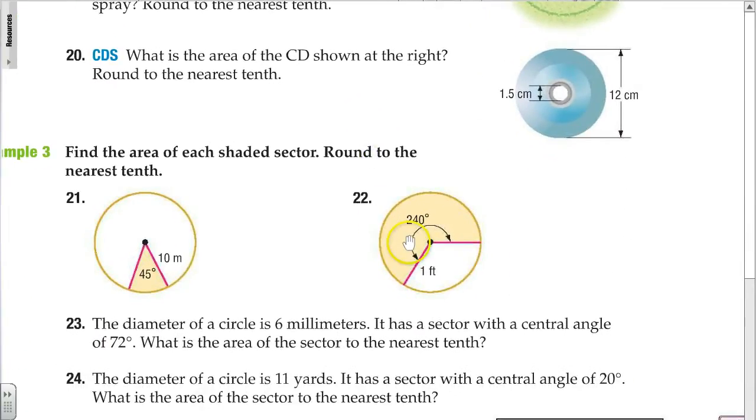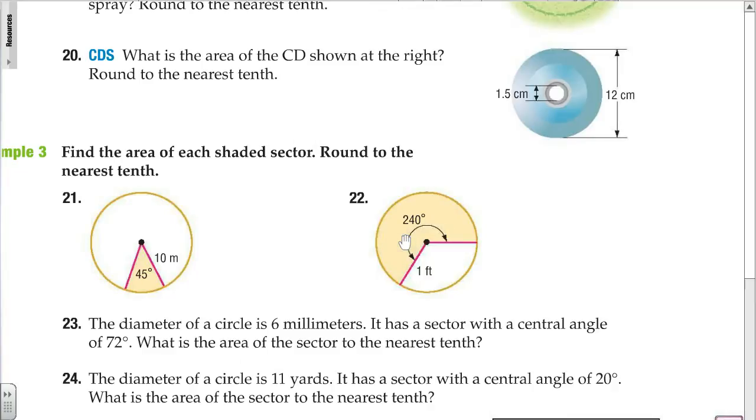Number 22 then, this is a sector, and the formula for the area of a sector is area equals angle over 360 times pi r squared. So in this case our angle is 240 degrees, and the radius is 1.